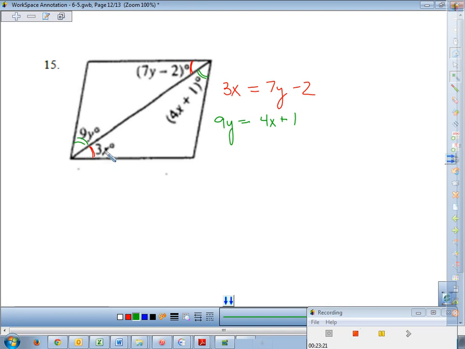Now I got the ingredients for a system, but what's not cool? It's not all lined up. I'm a fan of elimination, and I'm a fan of putting them in standard form. X first, y second, equals third, constant fourth. Do you like it that way also? So let's do that to the red one.